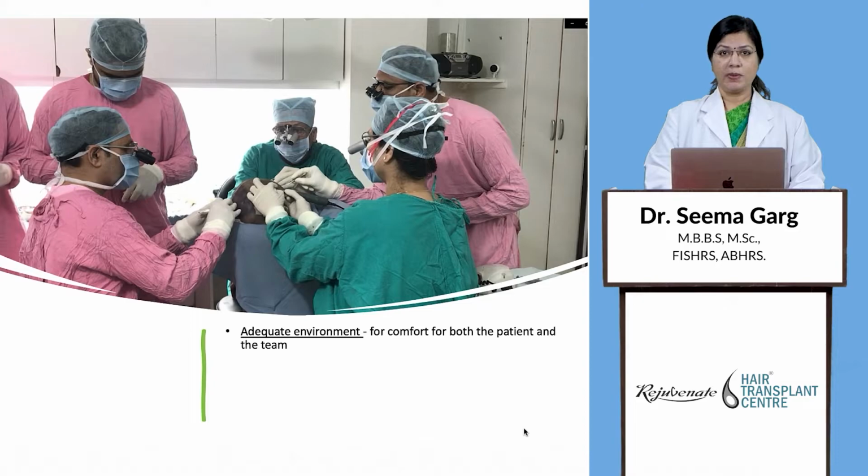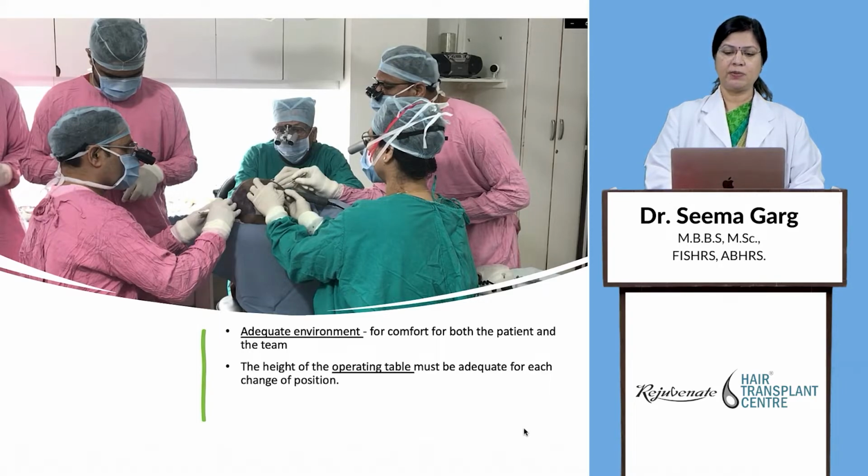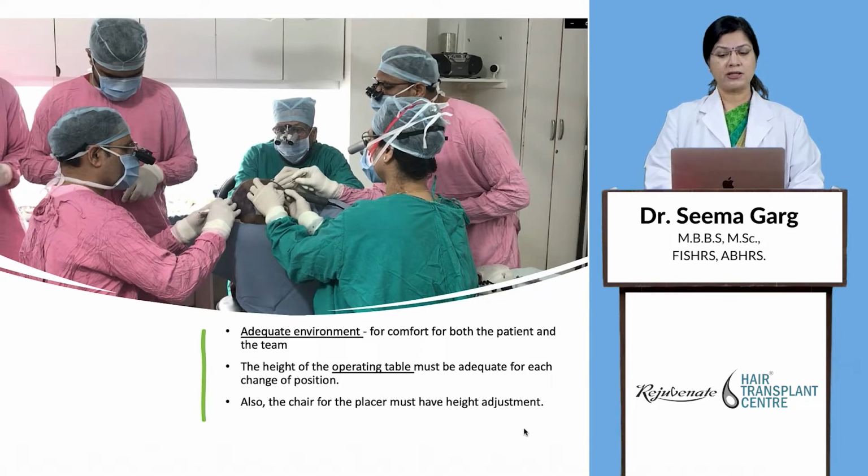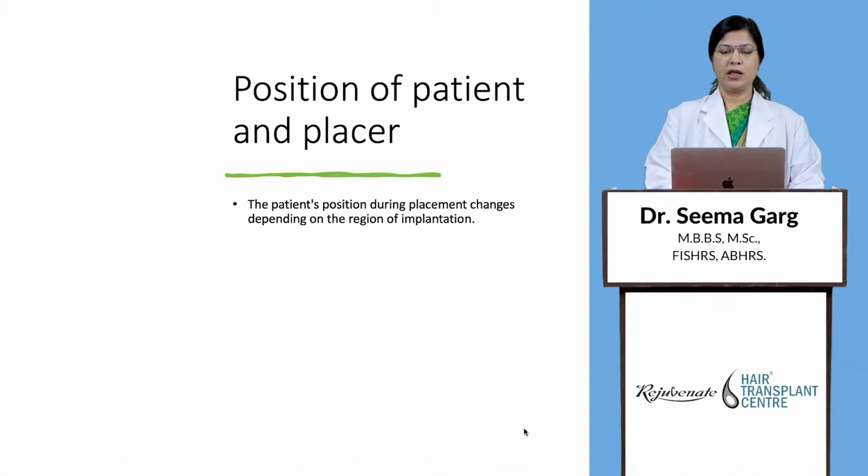Now adequate environment is very important for comfort of both patient and the team. You can see in this picture 3 persons, 2 surgeons and 1 technician, they are working on the patient's head, but all are sitting comfortably. Simultaneous implantation is going on, patient is also sitting comfortably. The height of the operating table must be adequate for each change of position, and the chair for the placer must have height adjustment. Now position of the patient and placer changes depending on the region of implantation.